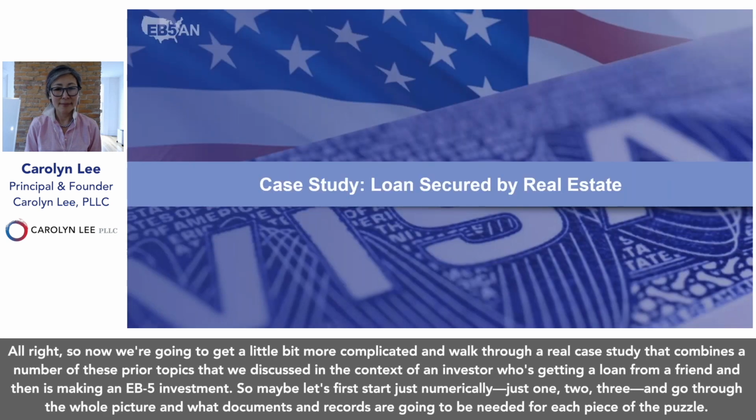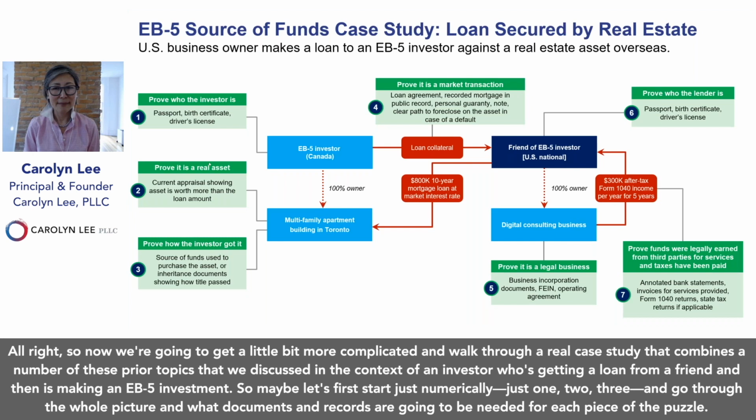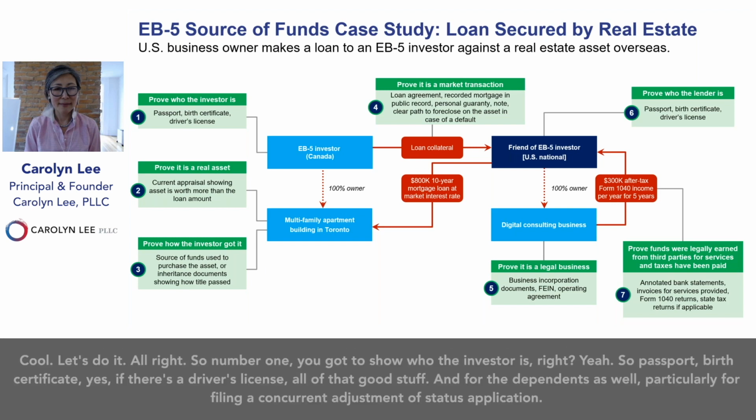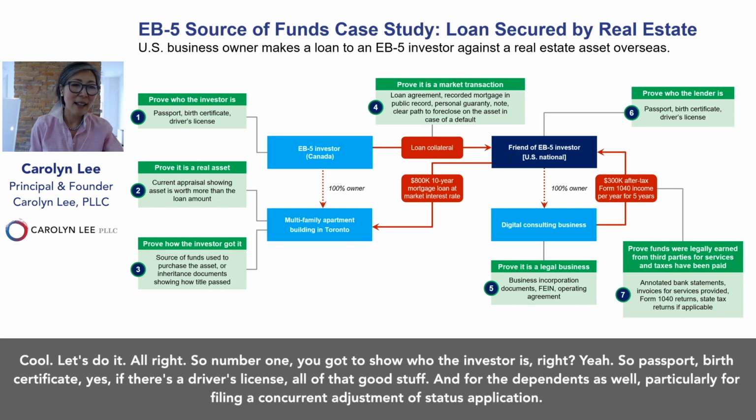All right, so now we're going to get a little bit more complicated and walk through a real case study that combines a number of these prior topics that we discussed, in the context of an investor who's getting a loan from a friend and then is making an EB-5 investment. So maybe let's first start just numerically, 1, 2, 3, and go through the whole picture and what documents and records are going to be needed for each piece of the puzzle. Cool, let's do it.